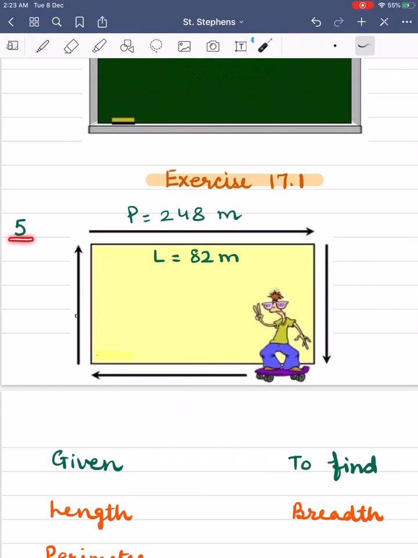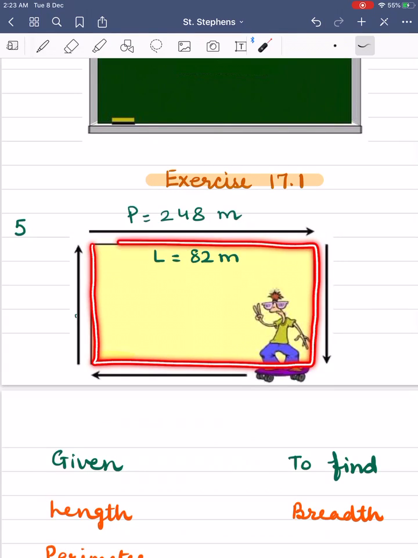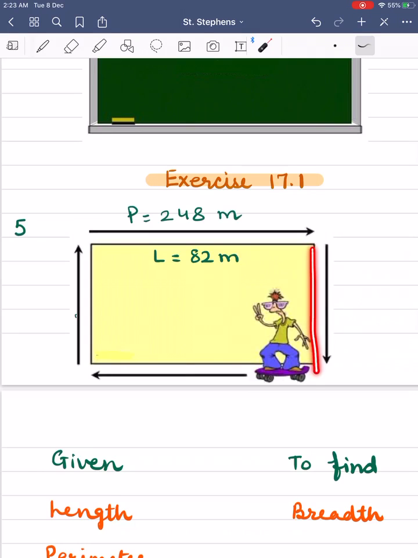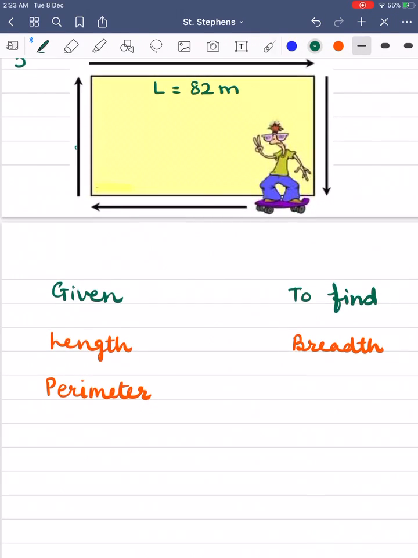Let's do question 5. The length of a rectangular field is 82 meter. If its perimeter is 248 meter, what is its breadth? So children, here we are given length of a rectangular field is equal to 82 meter. Perimeter is equal to 248 meter and we have to find out the breadth.